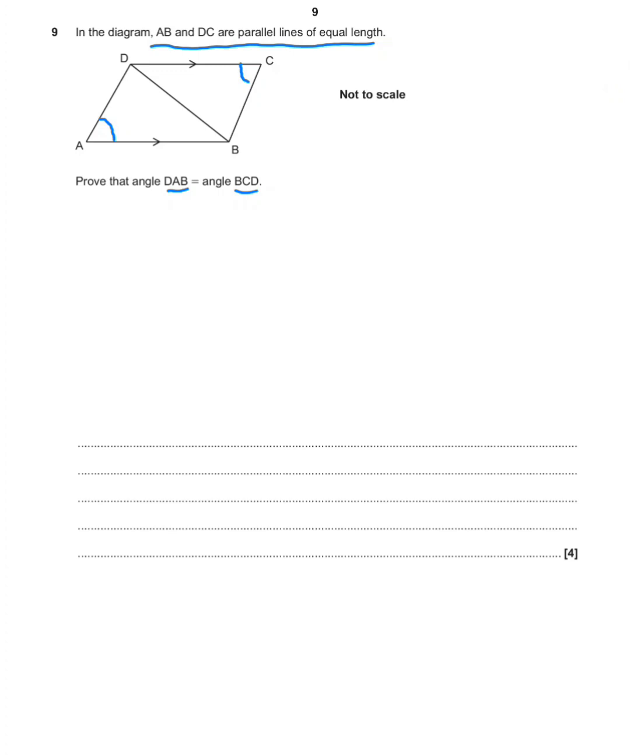This is what we need to do. What we're doing is actually proving congruence. So what we can say to start with is AB equals DC. So I'm just going to write that down. AB equals DC, and I'm going to write a reason.